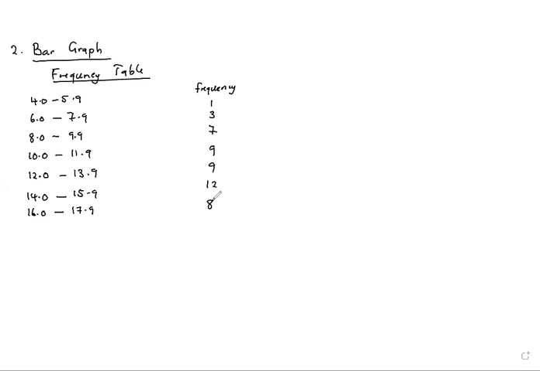So you can form a graph from this table, which is called the bar graph. Here we have the XY plane. This time around, we are using frequency. You can choose. So now we'll put frequency on this side and the intervals on the other side, starting from 4.0.